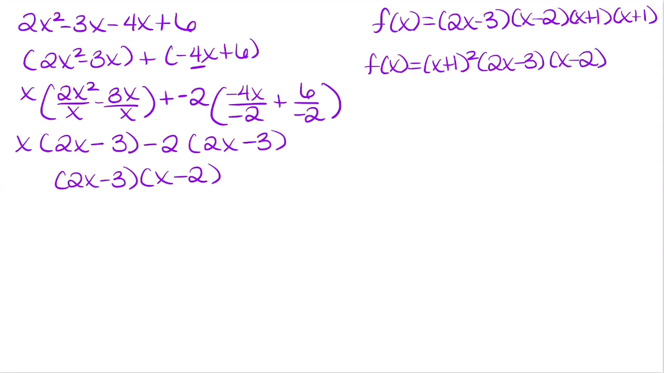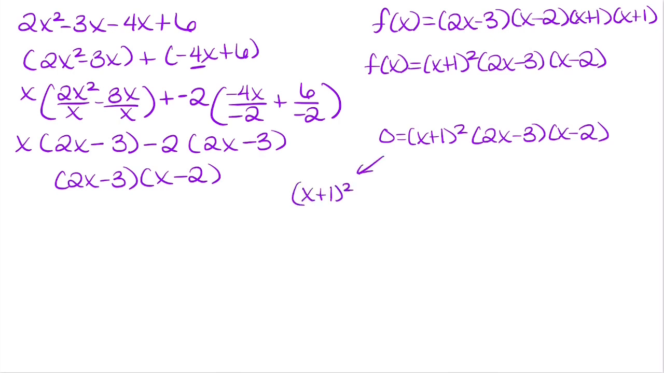So remember, in this problem, we're not actually trying to just factor, we're trying to figure out the zeros. So what we can do is set f of x equal to 0 and solve for the values of x that are zeros of the function. So here we've set up this problem, and remember that now we can use the zero product property, because if x plus 1 squared times 2x minus 3 times x minus 2 equals 0, that means that either x plus 1 squared equals 0, or 2x minus 3 equals 0, or x minus 2 equals 0. Okay, and we can solve these equations to figure out the values of x.